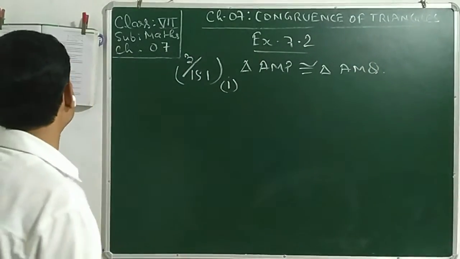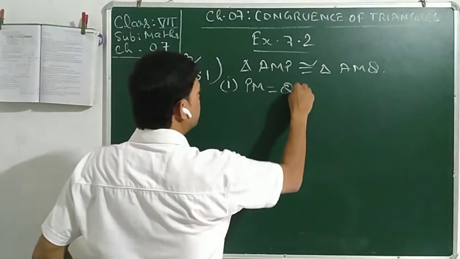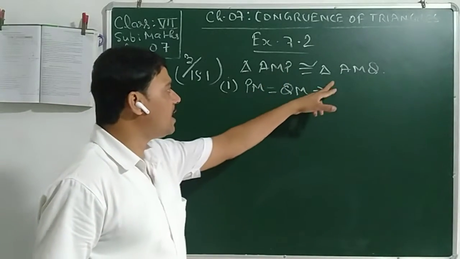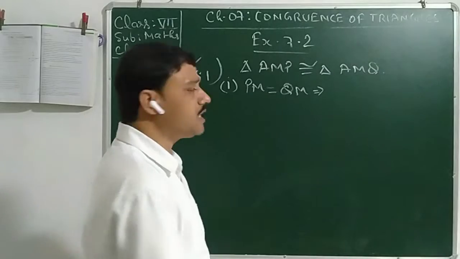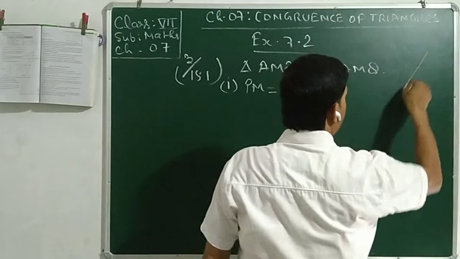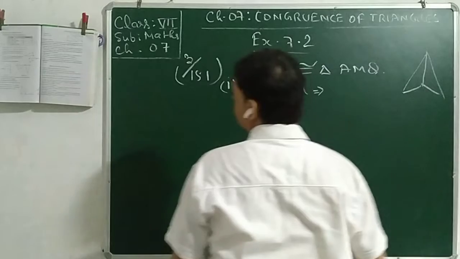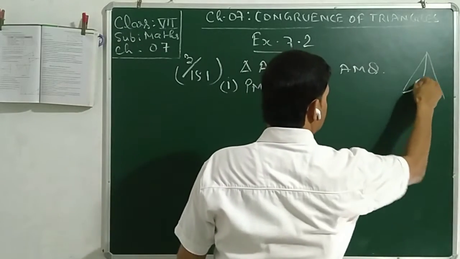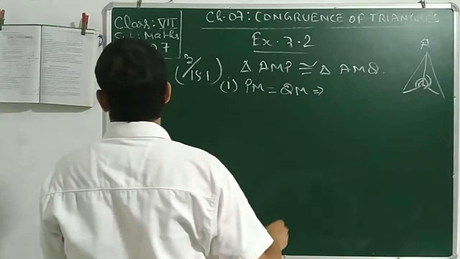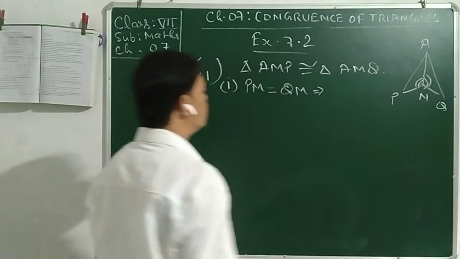Now we have to complete the conditions. It is given here PM equal to QM. PM is one of the sides and QM is also one of the sides of the given triangles, and the figure is also drawn like this. See, these two angles are equal. A is marked here, P is here, Q is here, and N is here.